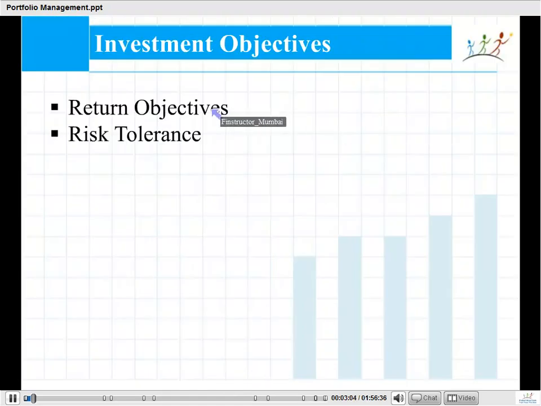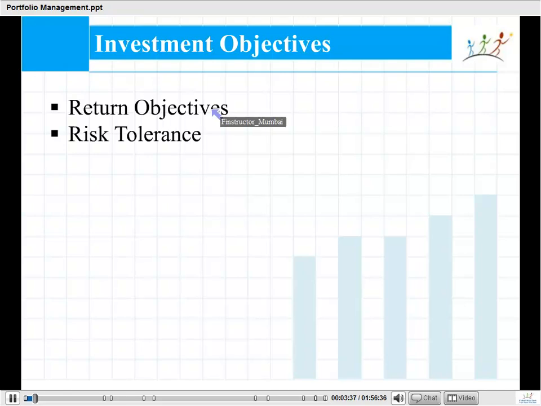However, let's return our attention to the investment policy statement. There are two objectives that we need to quantify. First is the return objective, that is what is the return that the client needs. The return objective will come from the aspirations and the requirements of the client in the future. So he wants to save money for his children's education. He wants to save money for his daughter's marriage. He wants to save money for funding a vacation or buying a house.